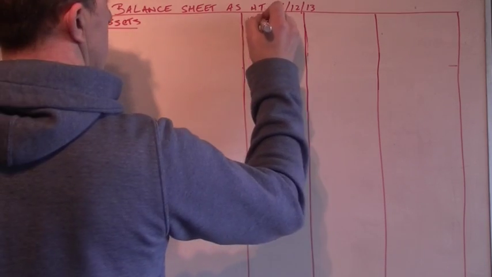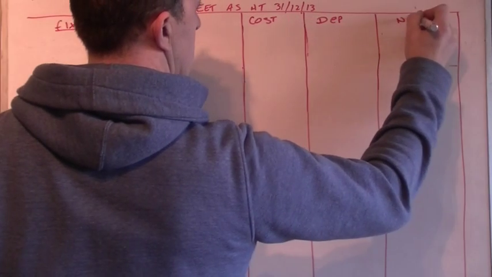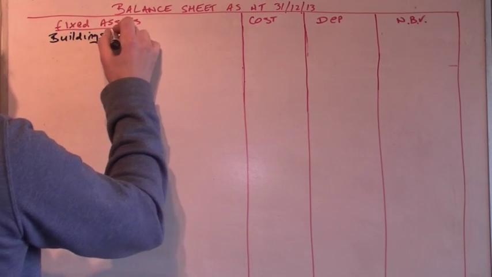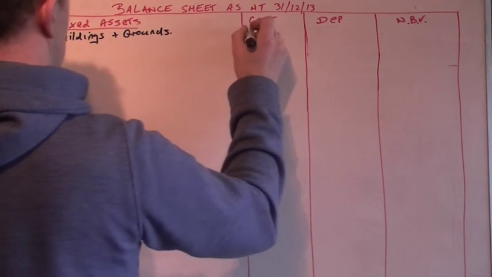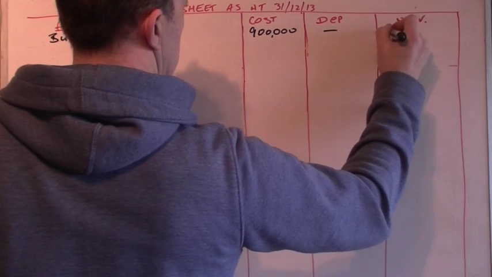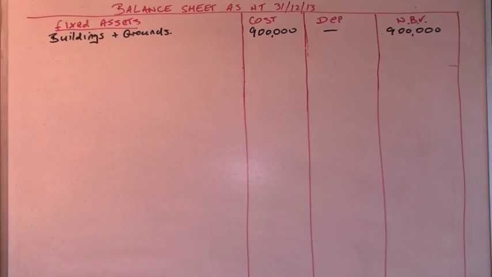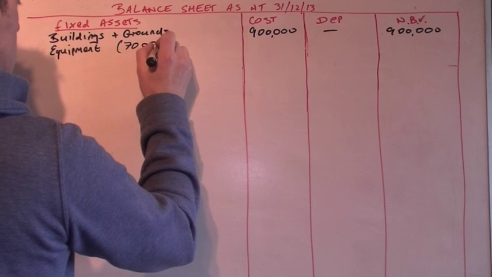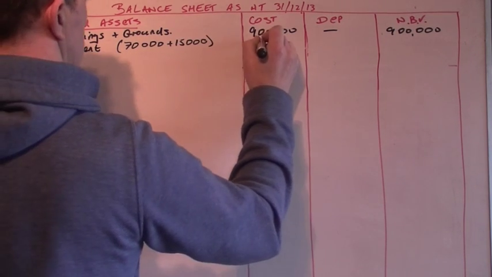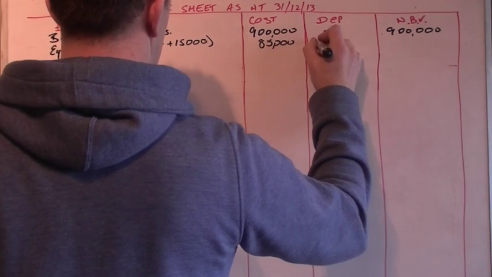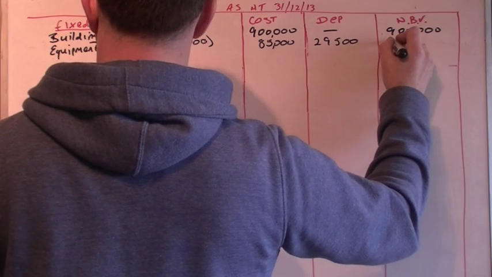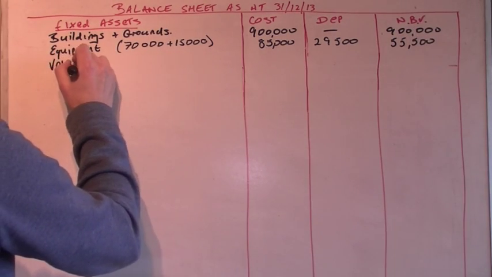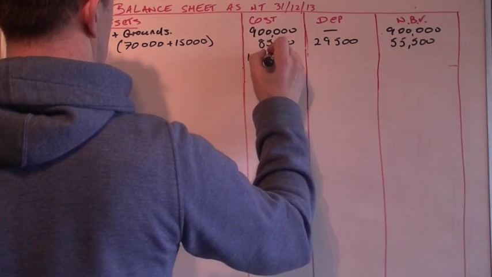So part B asks us to put together a balance sheet for this service firm, and we begin with our fixed assets. Our first fixed asset is buildings and grounds, which were revalued to 900,000. That means there was no charge for depreciation, so the net book value is also 900,000. Next up we have equipment. Equipment began as 70,000 and then we added 15,000 to it, so it's 85,000 at cost. The accumulated plus this year's depreciation is 29,500. So the net book value is 55,500.